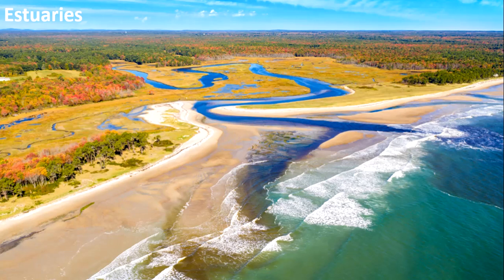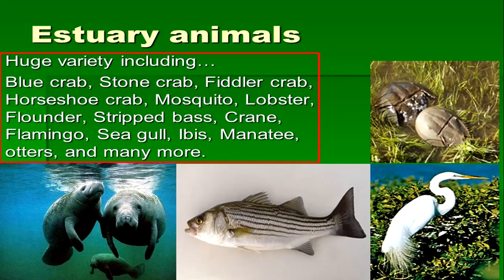Now, the estuaries are very important natural resources. Many kinds of birds and water-dwelling animals breed in estuaries. More than three-quarters of all the fish species that are caught in the United States each year spend part of their lives in estuaries. Now, here you have some of the animals that live in there.